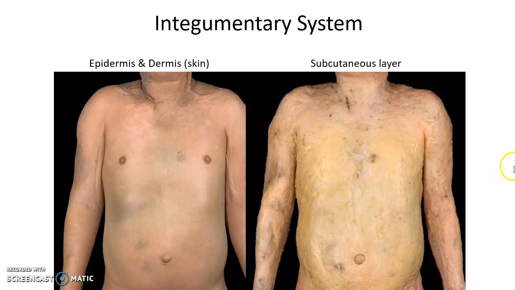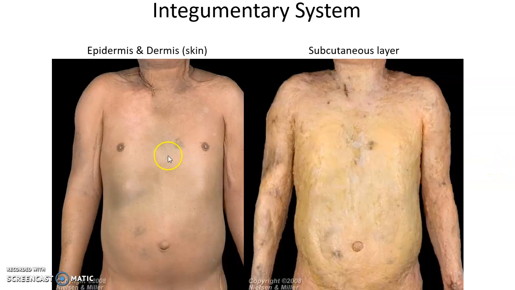So the integumentary system is composed of the skin, and here's a cadaver with its skin on, made up of the dermis and epidermis. And if you remove the skin, underneath is the subcutaneous layer, which is also a part of the integumentary system.